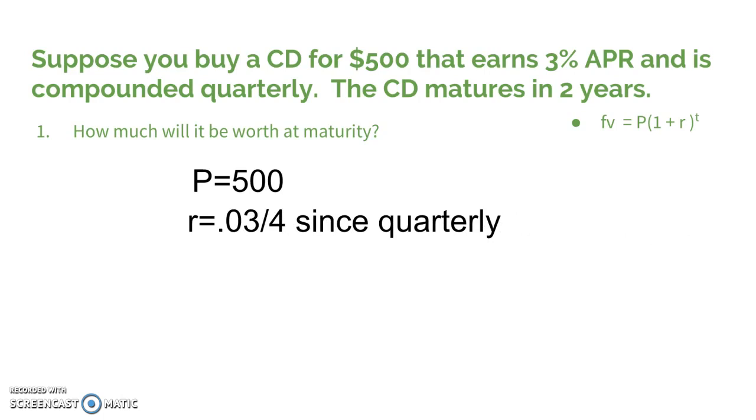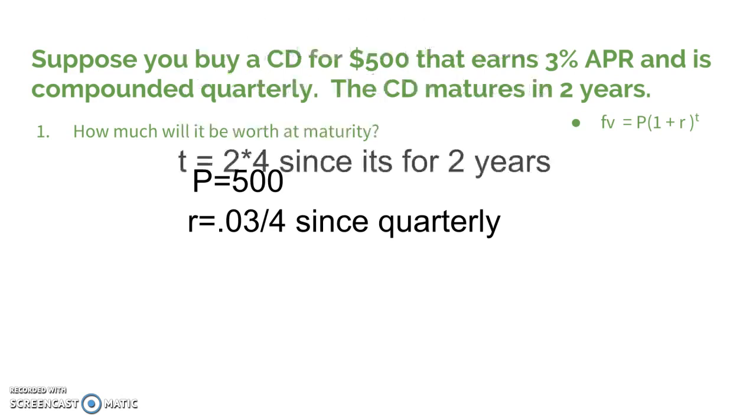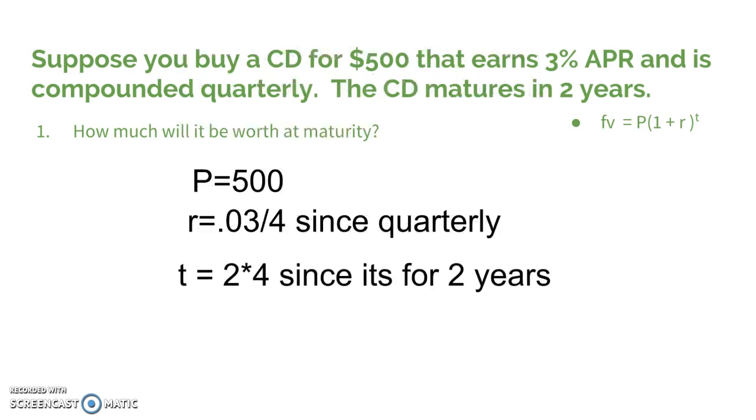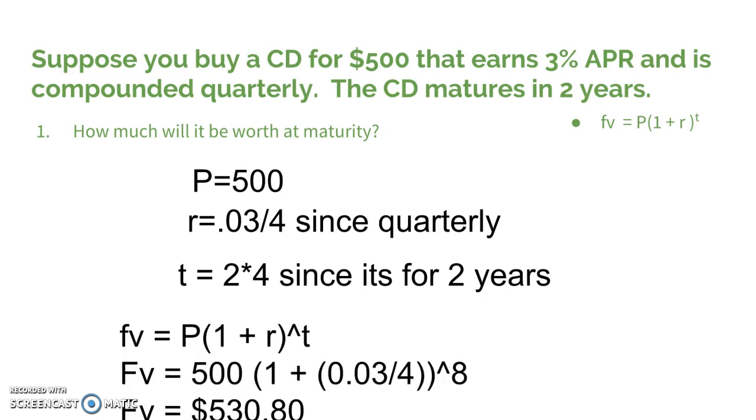Interest rate, which is the periodic interest rate. Notice the APR is 3%, so the periodic interest rate is going to be 3% divided by 4, since it is quarterly, 4 times a year. And T, the number of periods, since we are doing 2 years and 4 periods each year, 2 times 4, or 8, will be the number of periods. So if we put that into our formula, 500 times 1 plus our periodic interest rate, raised to the 8th power, equals $530.80.